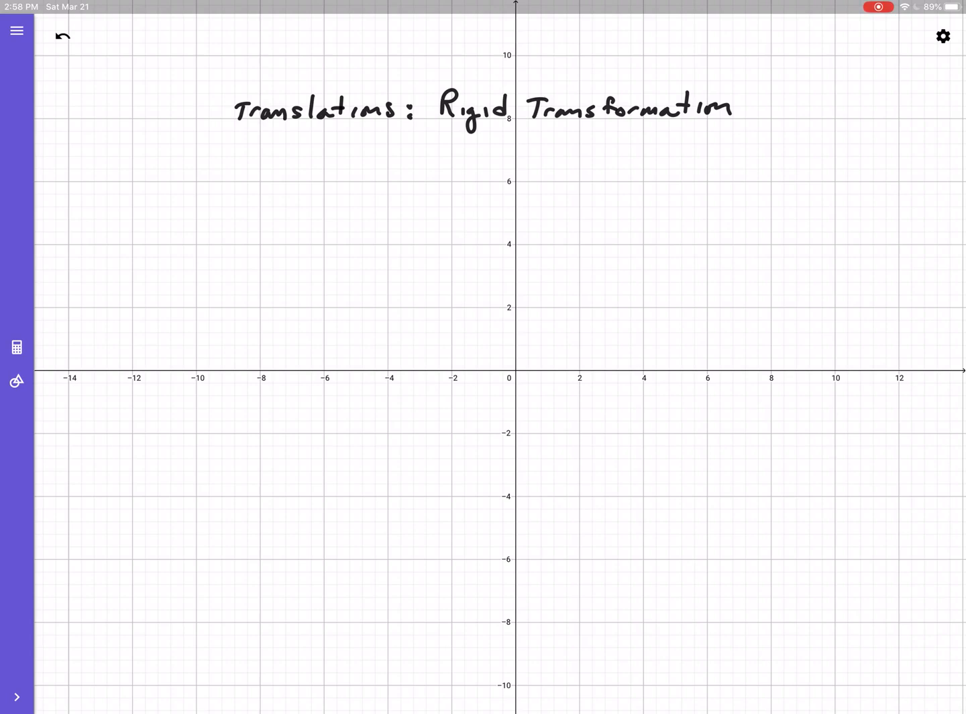Everybody! We're going to start talking about rigid transformations. And the very first transformation that we're going to talk about is translations. So, what is a translation? Well, what is a transformation?